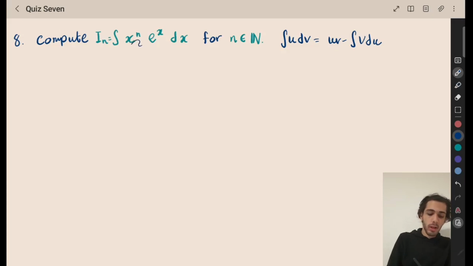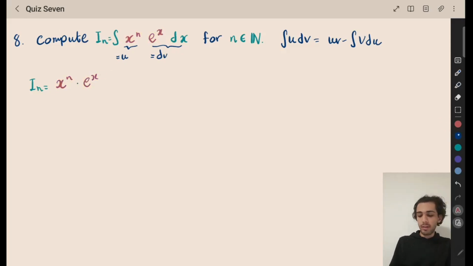I want you to notice that if I choose x to the n to be u, which is the part where we differentiate, and I choose e to the x dx to be my dv, which is the part which I integrate, then it is a very good choice because I_n becomes u times v, x to the n times e to the x. Wow, I just got the same term that's inside back again.